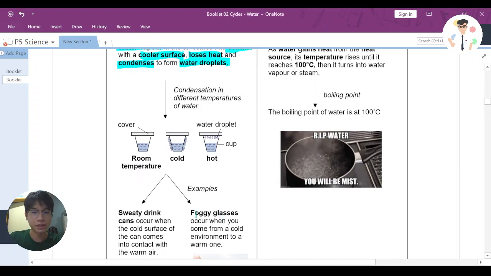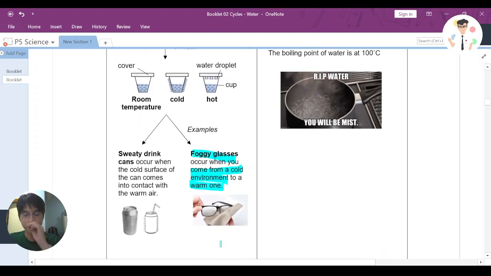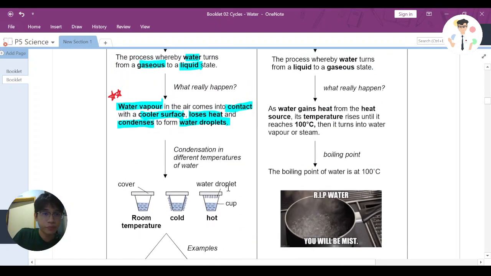Example, foggy glasses. If you wear glasses, oftentimes you encounter foggy glasses when you are coming from a cooler environment to a warm one. As you can see, the outer part usually becomes foggy. Why? Let me draw here. Example, you are coming from a cold place, this is you, and you're going to a warmer place, this is the warm place. But why will your glasses become foggy?